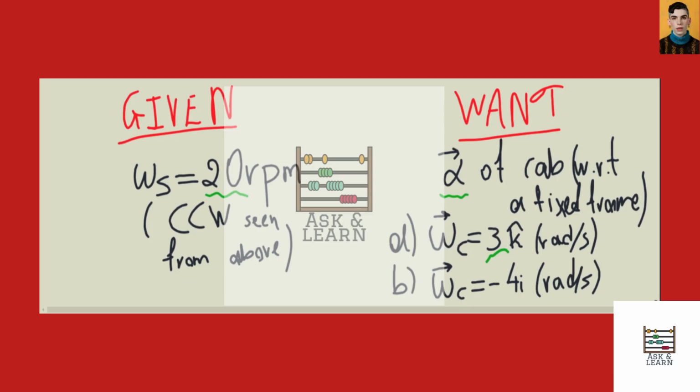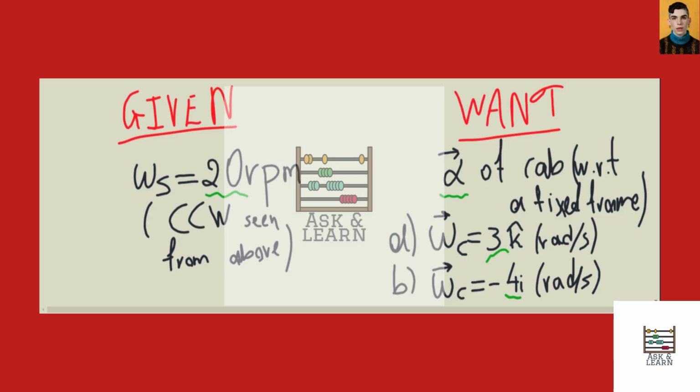And the other case, if we know that the cab has a constant roll angular velocity of 4 radians per second clockwise if we see it from the positive x-axis.